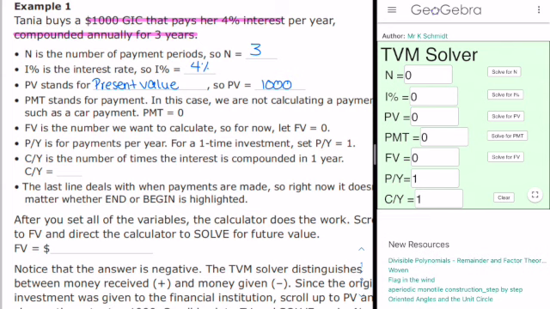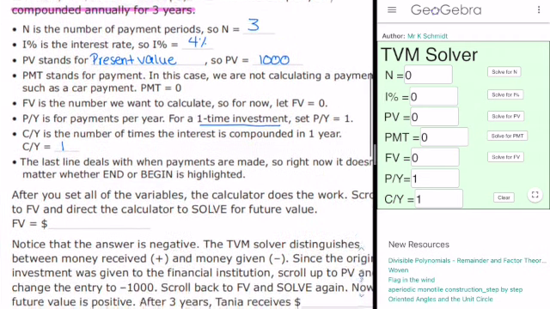PMT stands for payment. In this situation, we're not doing any payments, so it's going to just remain 0. Future value is what we're looking for, so leave it at 0 and we'll click solve for FV when we get there. PY is the number of payments per year. It's a one-time investment, so she's not adding in money every single year. She's just putting it there and it's staying there. So PY is 1. CY is the number of times the interest is compounded in a year. So that's 1 time because it's compounded annually. So 1 time a year.